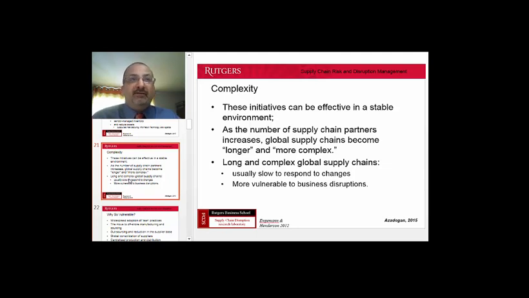Of course, the benefits of complexity are that if we can figure out how to make it work, we have something very unique, right? And so good Mexican restaurants do have their own secret recipe and secret sauce, but it's tried and true rather than just being more complicated by adding stuff in. So long and complex supply chains, especially on the global side, can be slower to change in response unless we introduce agility into the system, and can be more vulnerable to business disruption.